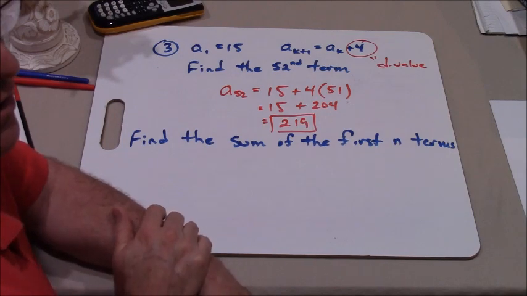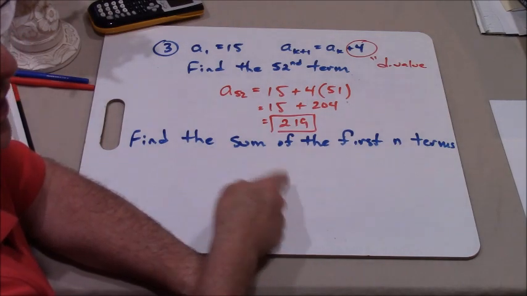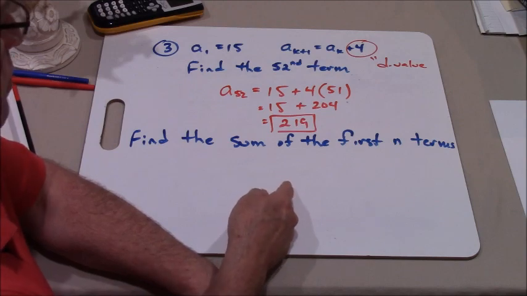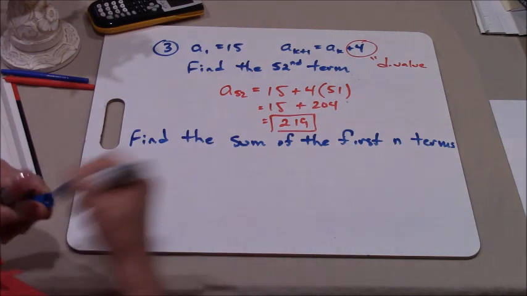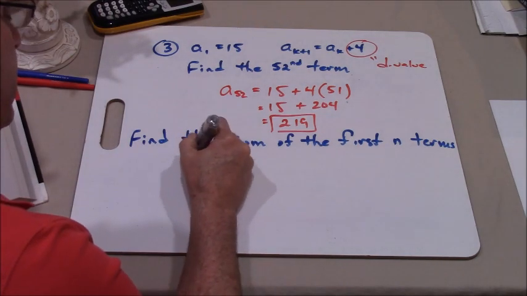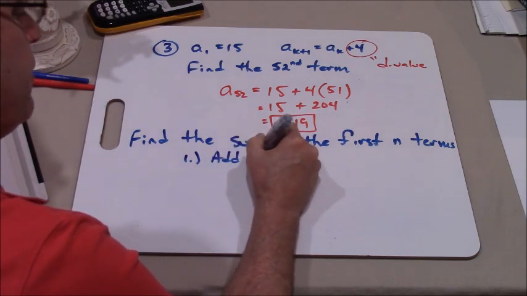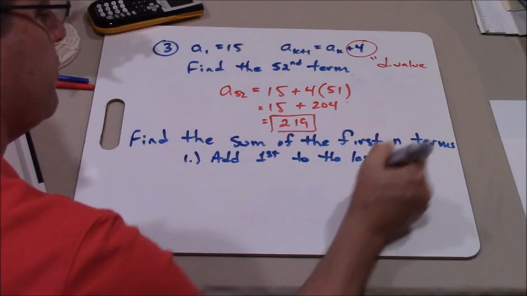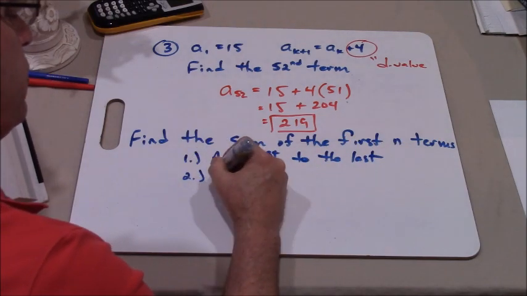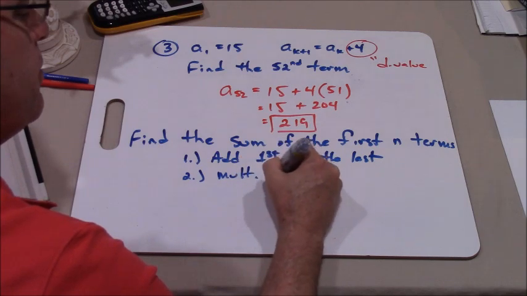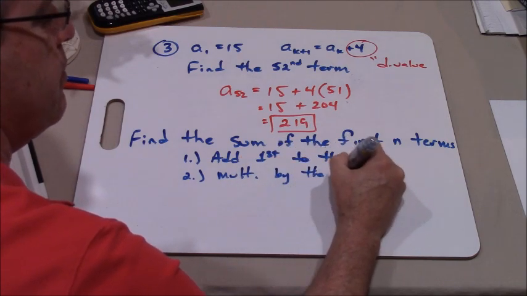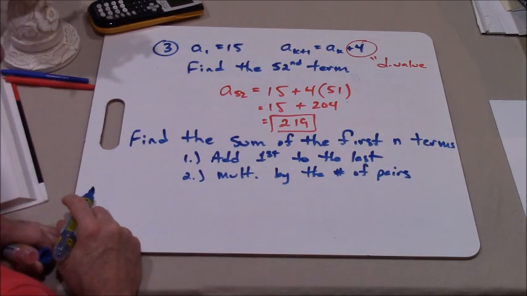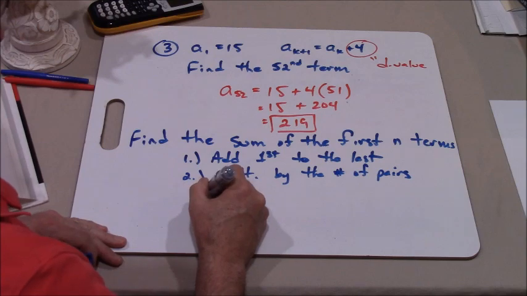Well, the little kid sat there and thought about it, and he said, that's not any different than adding 1 to 100. You add the first plus the last, and then you multiply it by the number of pairs. So he said to himself, he had these 2 steps. I'm going to add the first to the last, and then we're going to multiply by the number of pairs.